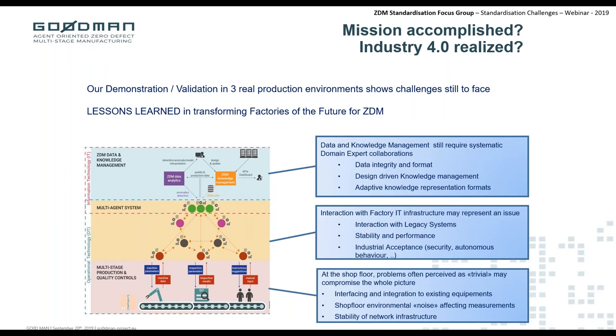So still, the human, the manager, the domain expert is in the loop and is taking the most important decisions. Because it's very important in this layer to have, as I said before, data integrity and format. The data still need a lot of effort in order to be clean and to be prepared for the automatic data analytics.